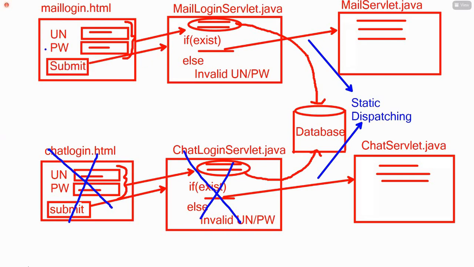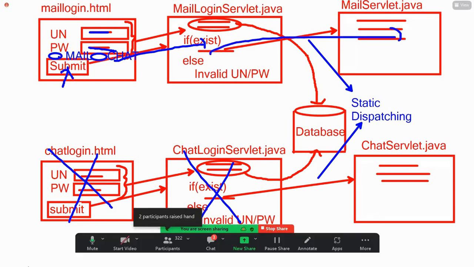One more way: here, create one radio button, mail. Create one more radio button, chart. The user will type username and password, select mail, and click submit. We can receive which radio button was selected. If the mail radio button, forward to mail. If the chart radio button, forward to chart.